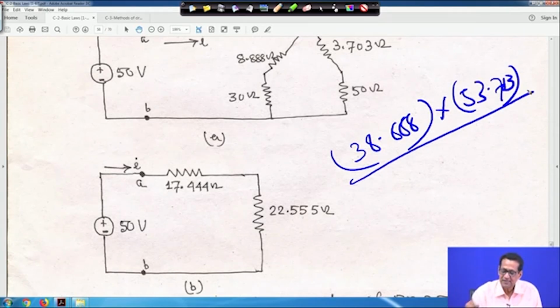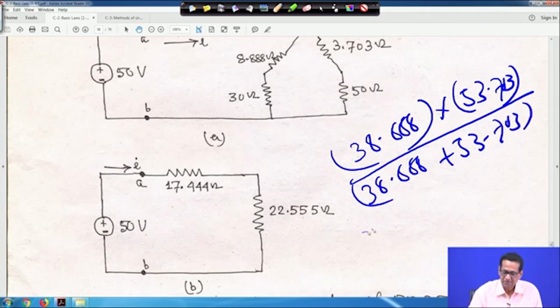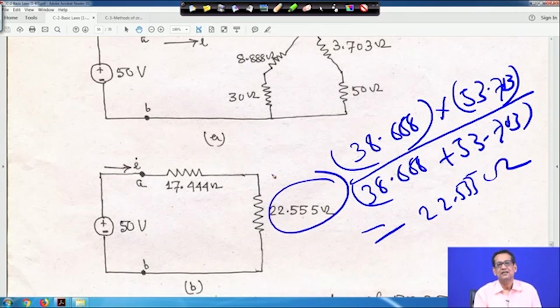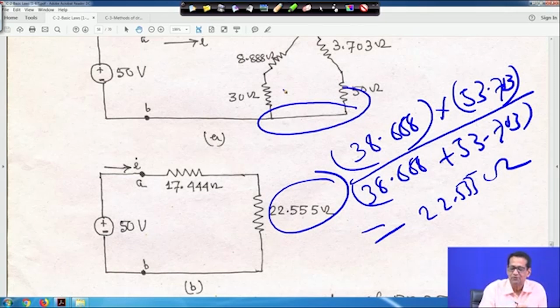53.703, this one divided by 38.888 plus 53.703, it will actually come 22.555 ohm, that whatever is made here. Because they are in parallel, this is your common node, this node is a common node. So, they are in parallel. So, let me clean it.